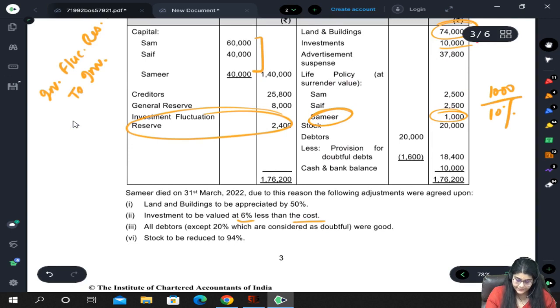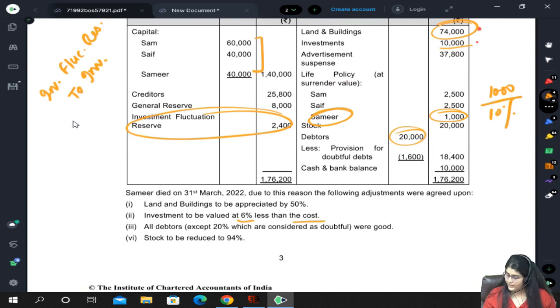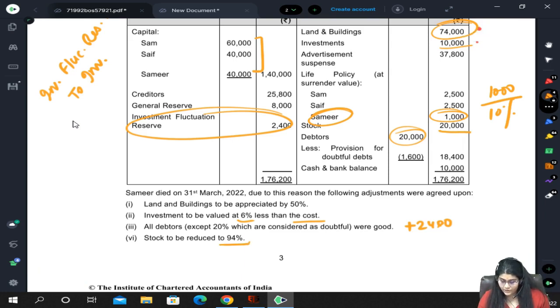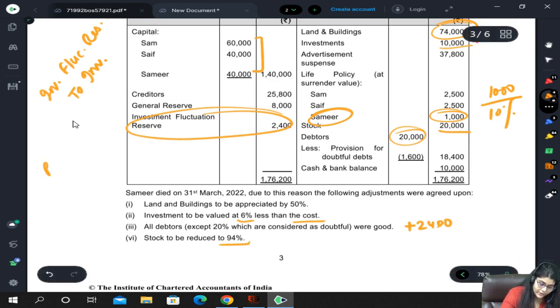Next, all debtors. All debtors are worth 20,000. 20% are considered doubtful, which means 20,000 into 20%, 4,000 provision is required. We already have a 1,600 provision, which means an additional provision of 2,400 is required. Stock to be reduced by 6%. Stock is 20,000, so we have to reduce 6%, that is 1,200.